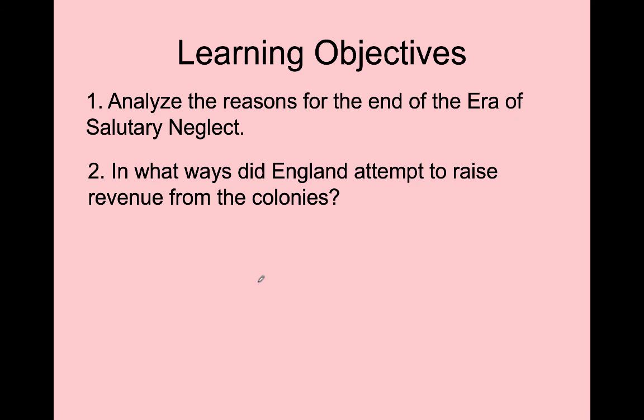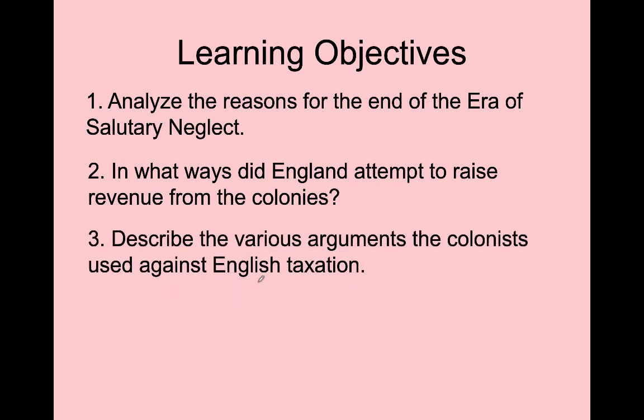Number two, in what ways did England attempt to raise revenue from the colonies? And so we talked about the Sugar Act and we talked about the Stamp Act. They were different ways to try to get money. One was an external tax, one was an internal tax. Neither one was effective. Both of them are going to create protests, but the most protests that we talked about is the Stamp Act. Number three, describe the various arguments the colonies used against English taxation. And this is primarily the idea of no taxation without representation that we covered. It's also the idea that England is taking away our Enlightenment freedoms and our Enlightenment rights. We have a right to control our government. We have a right to have the government not take away our money. And so that's the gist of that question.